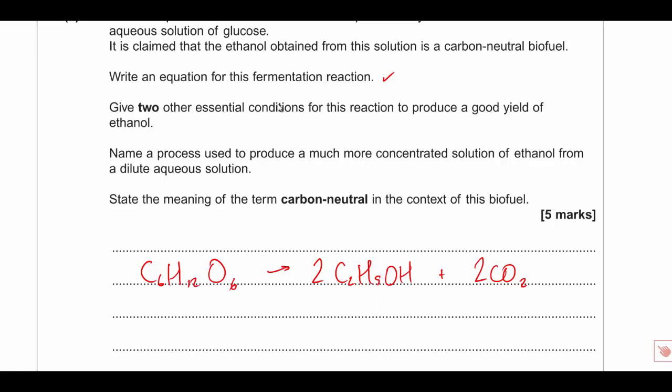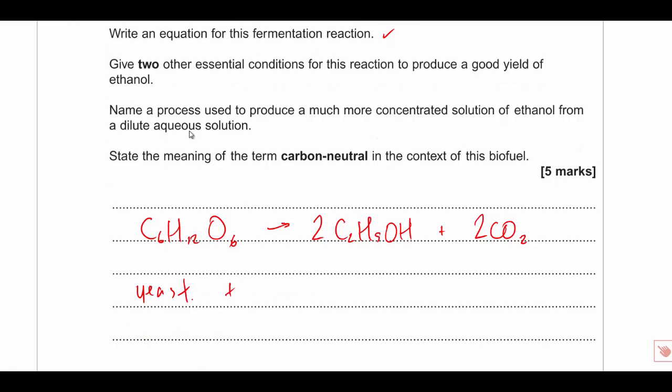So we've got 5 things to do. 1, 2, 3, 4, and 5. So 2 other essential conditions for this reaction. Yeast is required, and so that's 1. 2 other essential conditions. Temperature. Let's go 37 degrees. Give it a temperature. I'll give it a third as well. No O2. I'd perhaps go with actually yeast and no O2. But there's my 2 other conditions there.